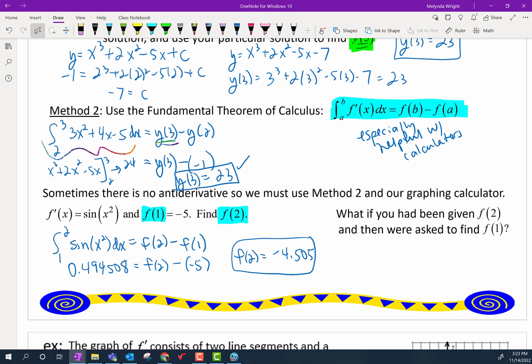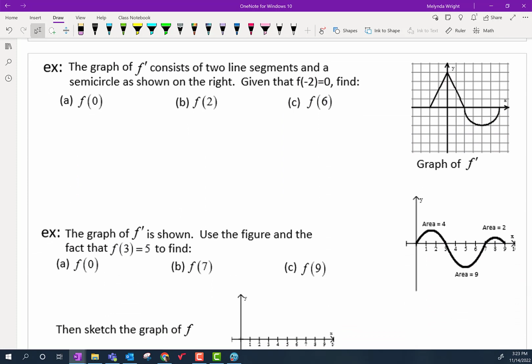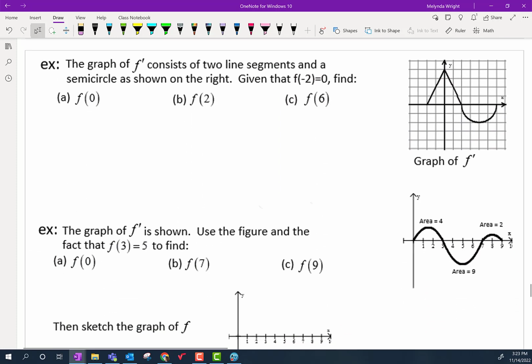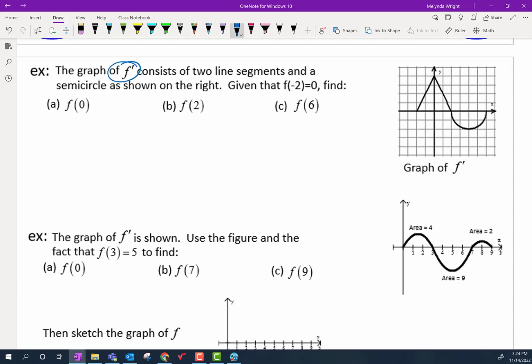So let's go to our second page and work some of these problems. We've got 2 problems to work. Here we're going to combine the fundamental theorem with finding area under the curve, because that's really what an integration does, right? It finds the area under the curve. So here we go. This is telling us that this is f prime, so this is a graph of the derivative.